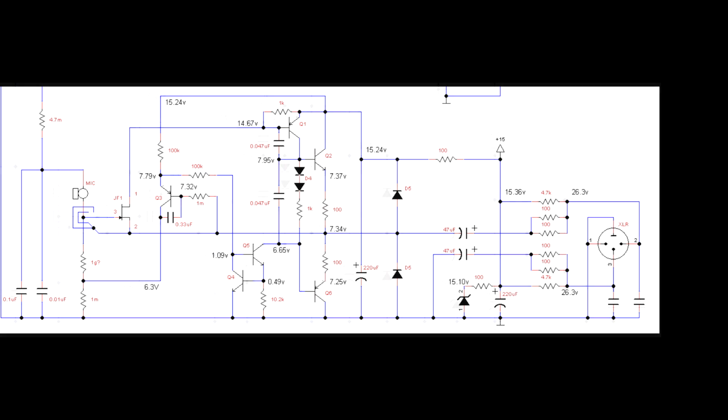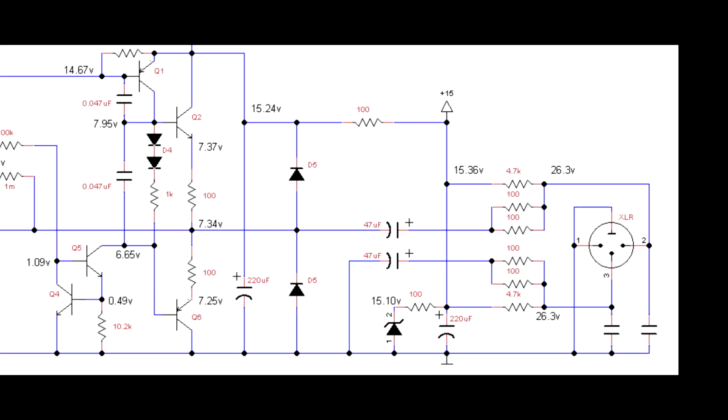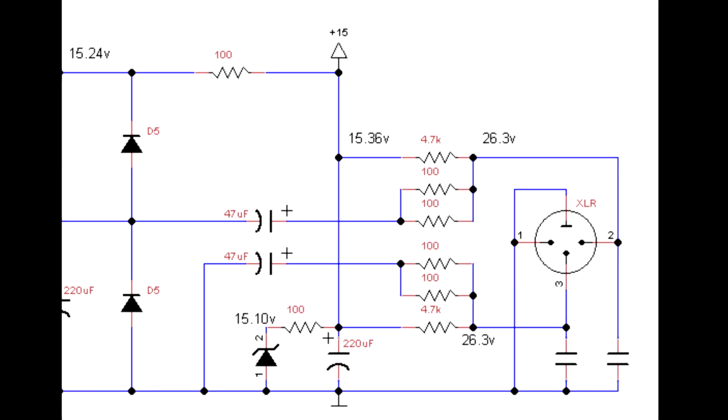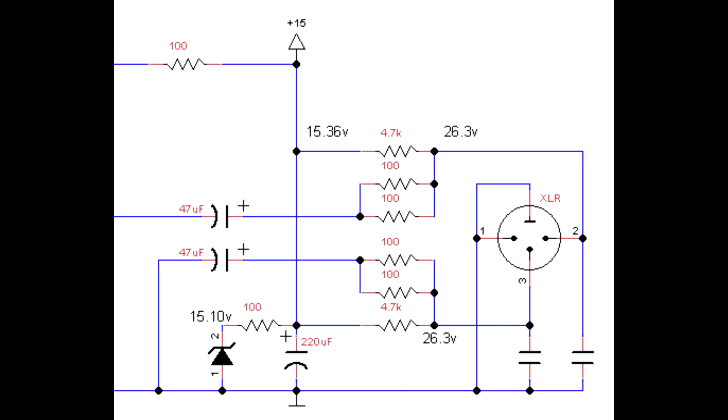So let's take a look at the bottom section first, and in fact, let's take a look at the input section. The input is on the far right. It's the XLR connector. The XLR connector has a shield and pins 1, 2, 3. Pin 1 is ground, and pin 2 is the plus signal, and pin 3 is the minus signal. Remember, it's a differential pair.